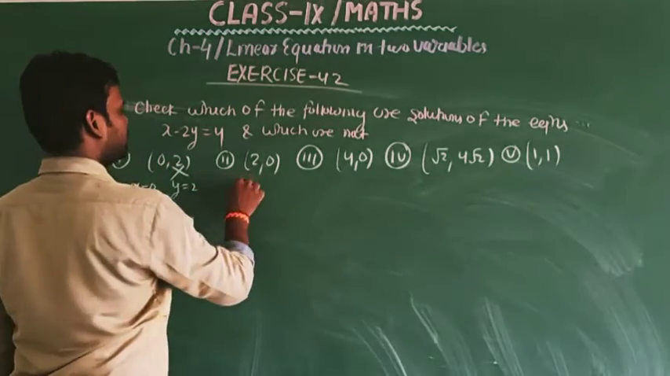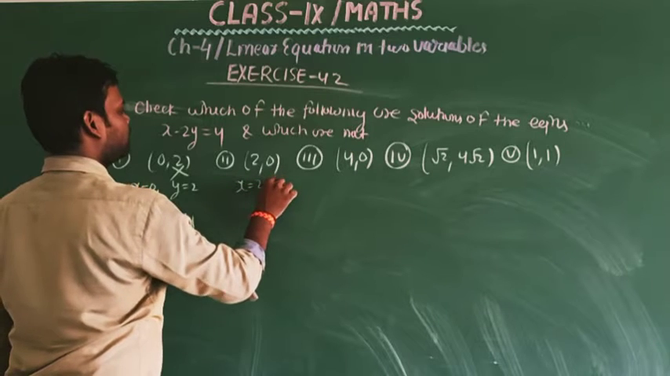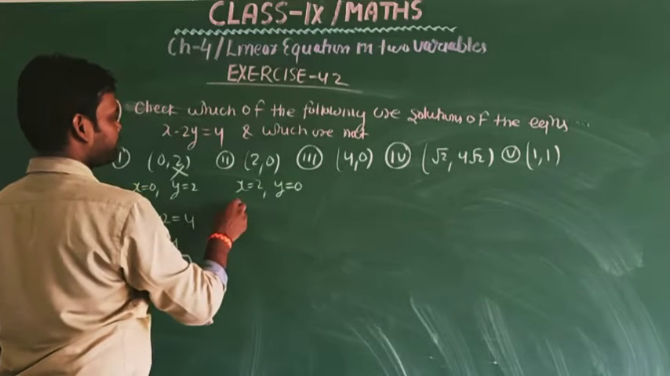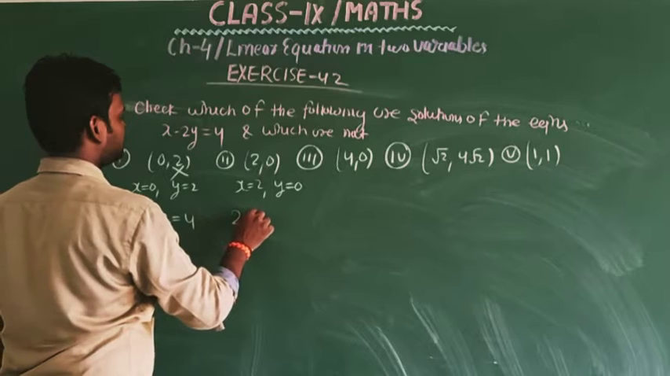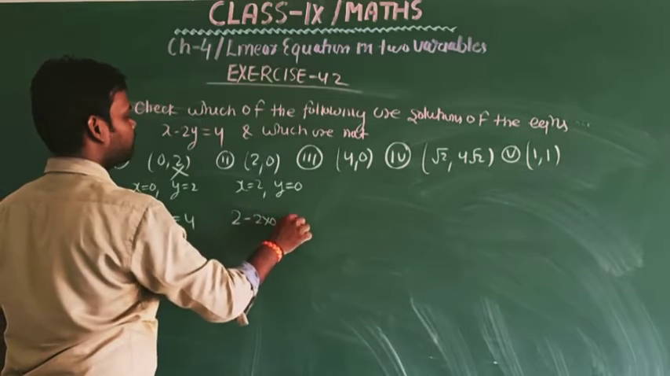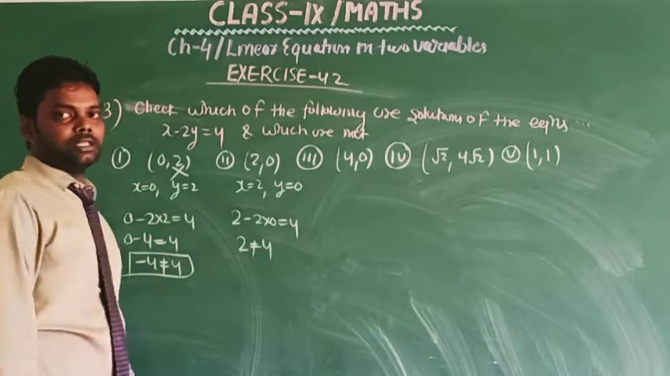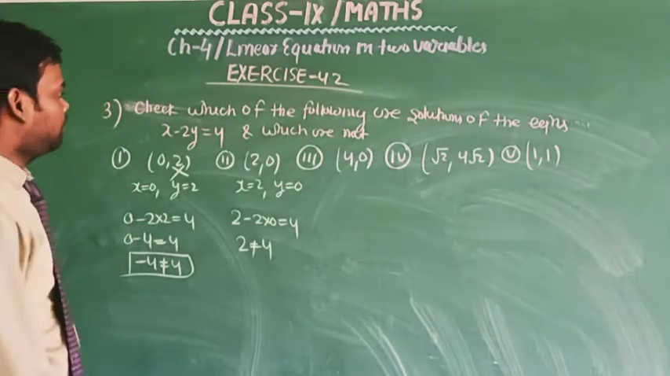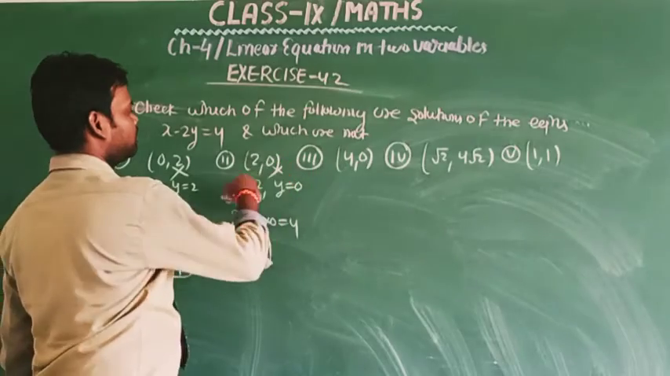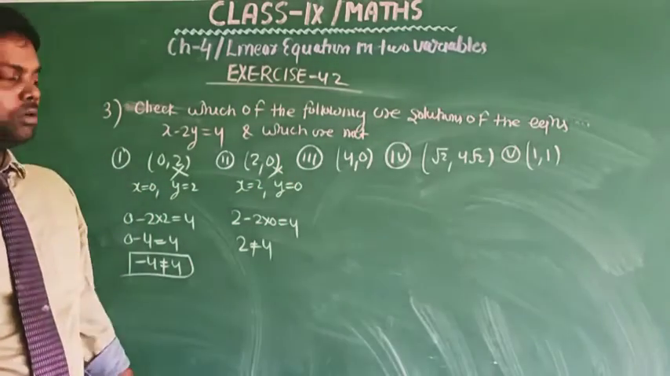Next, x equal to 2, y equal to 0. So this is 2 minus 2 into 0 equal to 4. So 2 is not equal to 4. Again, LHS is not equal to RHS. Therefore, 2, 0 is not a solution of x minus 2y equal to 4.